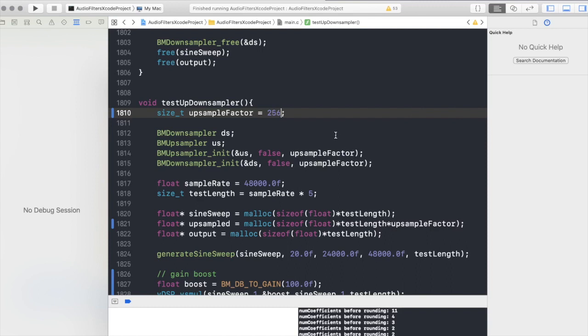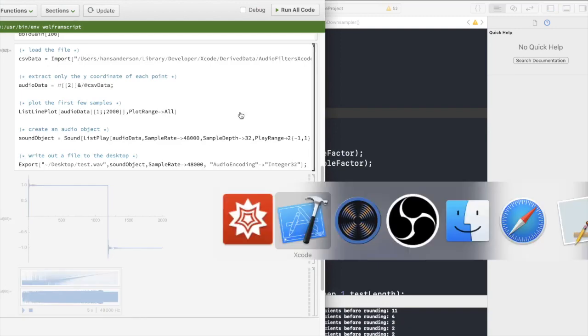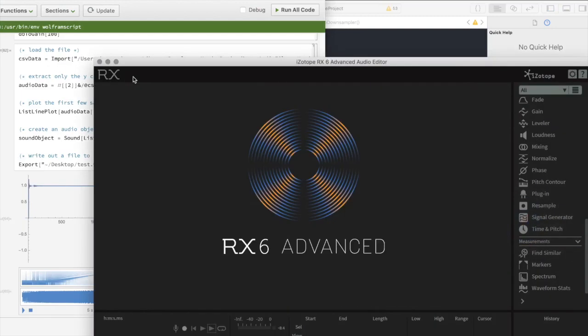So 256 times oversampling means we've increased the sample rate by a factor of 256, which means every time we process one sample of audio input, the internals of the plugin will have to run 256 samples in order to do that oversampling rate. And we'll run the script and view the output.